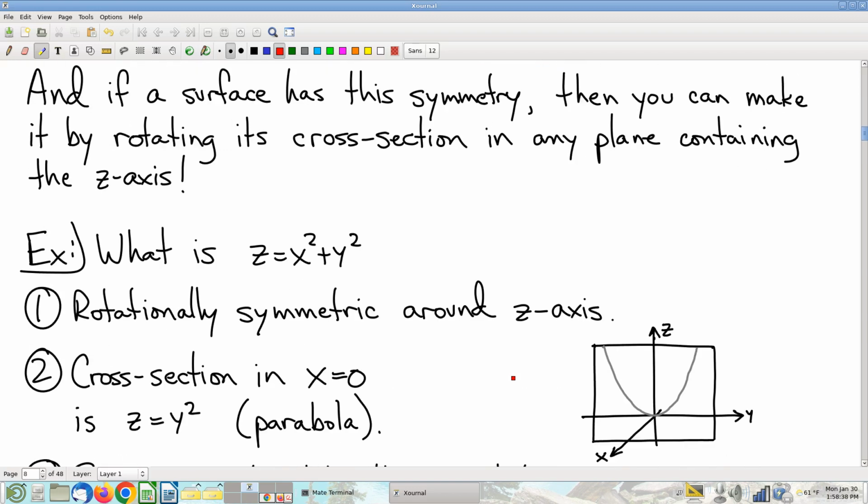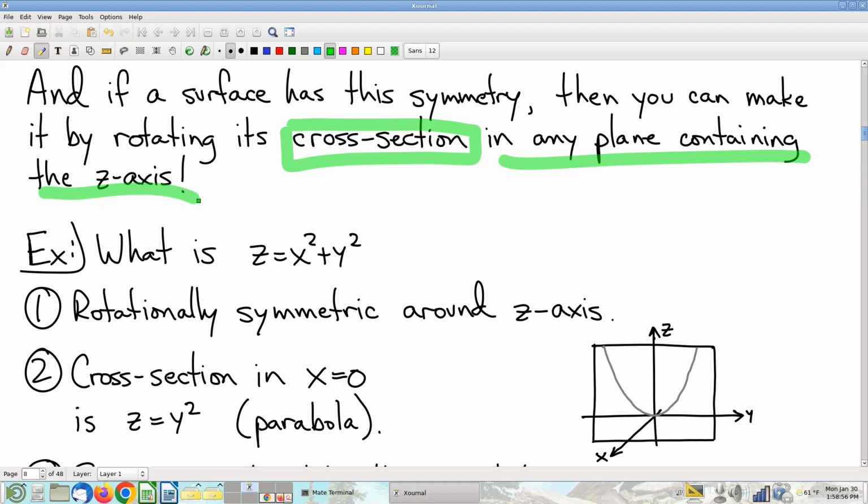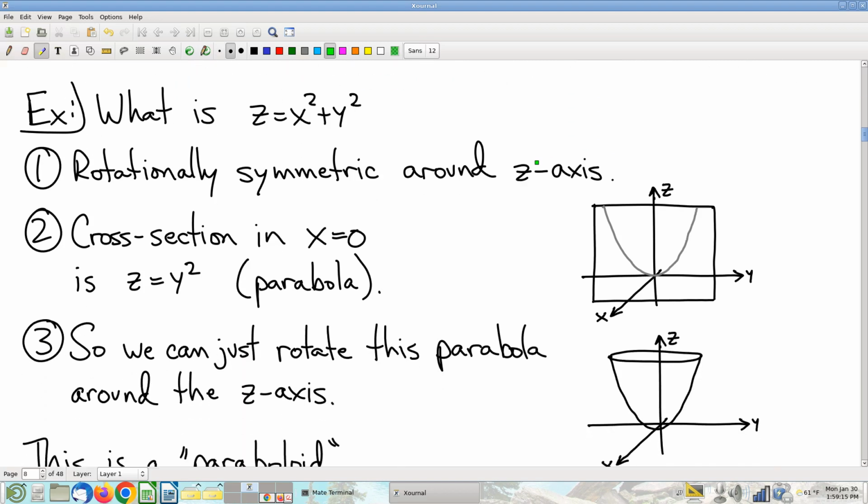Okay, here's how you're actually going to use this in practice, though. You're going to capitalize on the fact that if you have such a surface, then you can look at any cross-section, that is, any cross-section in any plane containing the z-axis, and then just rotate it. This is a neat fact about rotationally symmetric surfaces. If it is indeed rotationally symmetric, then it is a rotation of, take your pick, any such cross-section.